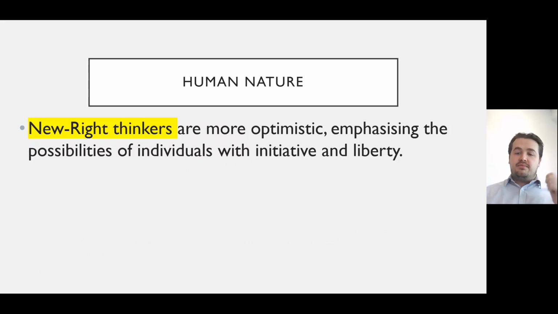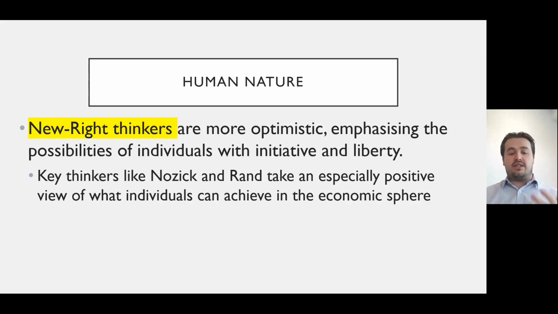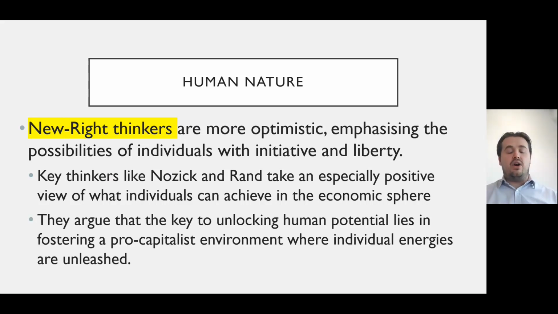New right thinkers, on the other hand, are much more optimistic, and they emphasize the possibilities of individuals with initiative and liberty. So, for example, key thinkers like Nozick and Rand take an especially positive view on what individuals can achieve in the economic sphere in particular. And they argue that the key to unlocking human potential lies in fostering a pro-capitalist environment where individual energies are unleashed. If you get rid of that dependency culture, people understand their stake in society, they know they have to work hard, so they will go and do so.